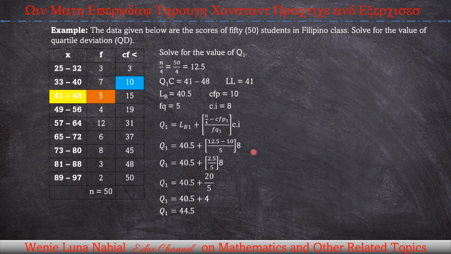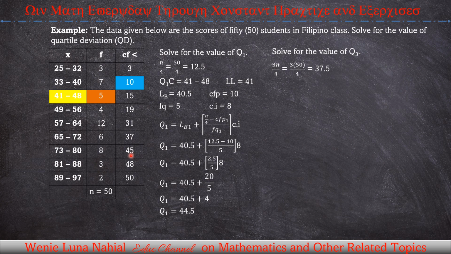So the same formula. But this time, you have to substitute n by 50, but you have to multiply that one by 3 because our intention is to get the third quartile. So 3 times 50, that is equal to 150 divided by 4, you get 37.5. Now look at the cumulative frequency. That is less than 45.